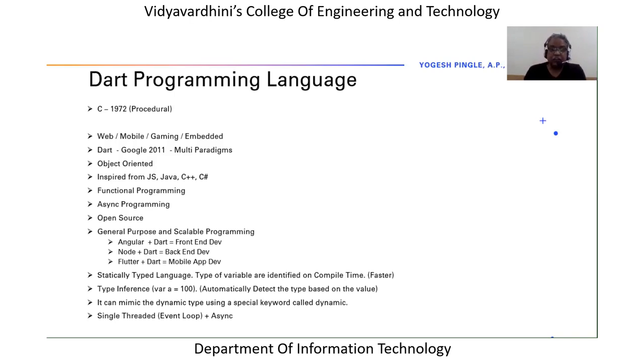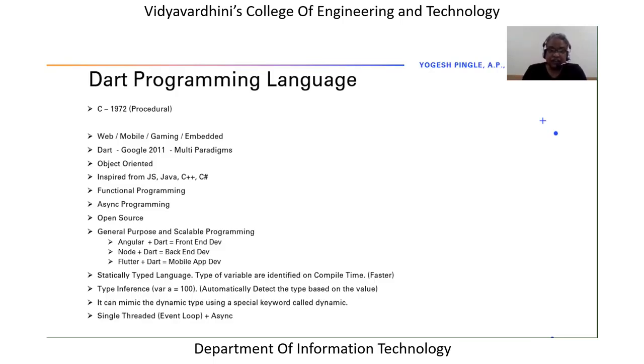Now, once we are talking about the technical term, what is the meaning of statically typed? The type of a variable is identified at compile time, so it's a faster process. It has type inference. For example, if I write a variable where a is equal to 100, in JavaScript we generally use var, which is a keyword used to declare a variable. So it automatically detects the type of that variable, depending upon the value. That is nothing but type inference. It can mimic the dynamic type with a special keyword called dynamic. We are going to see this.